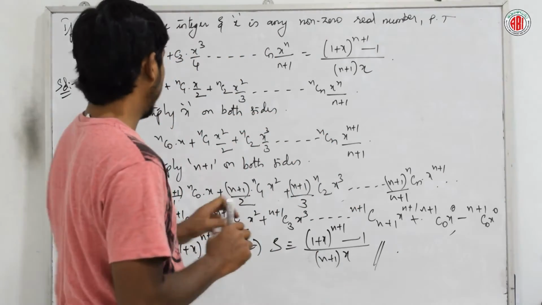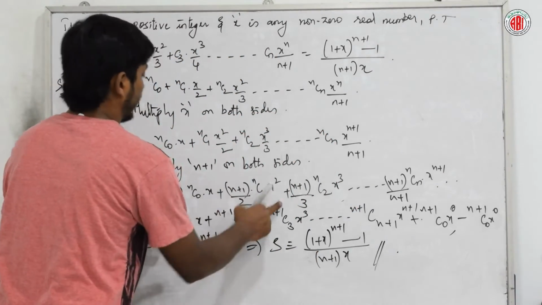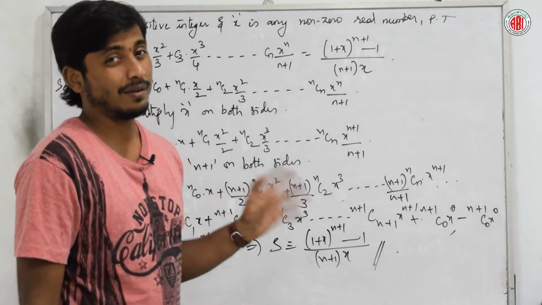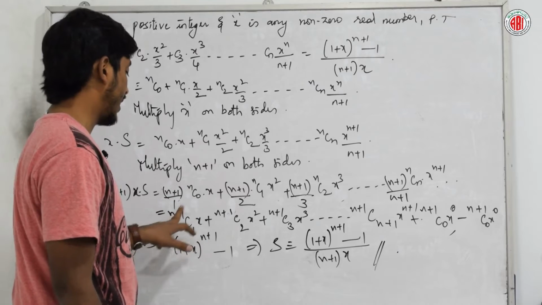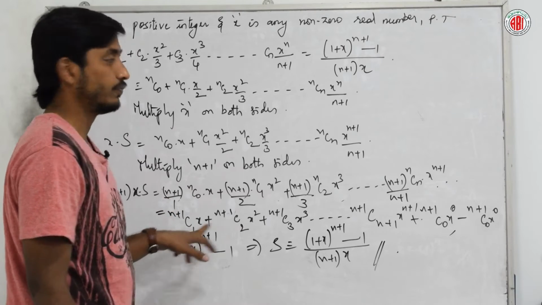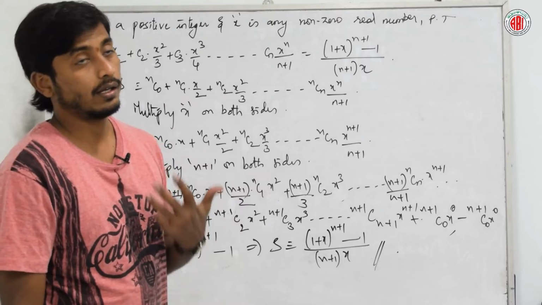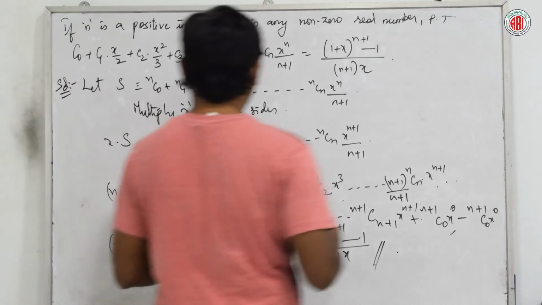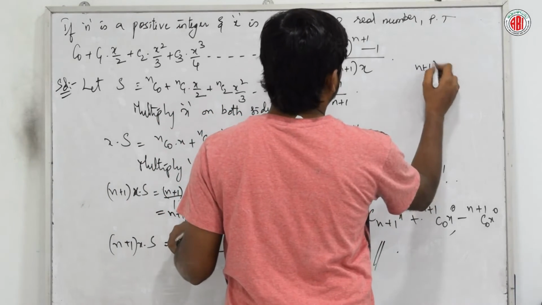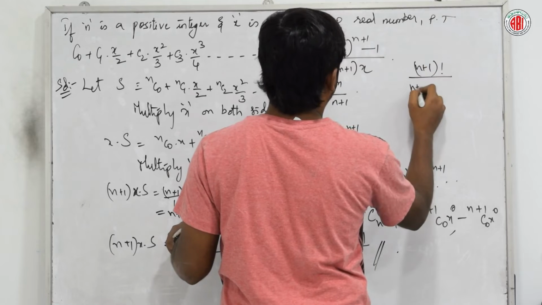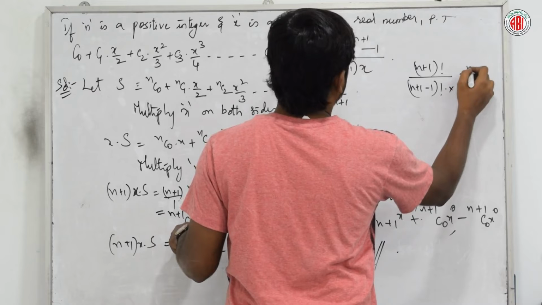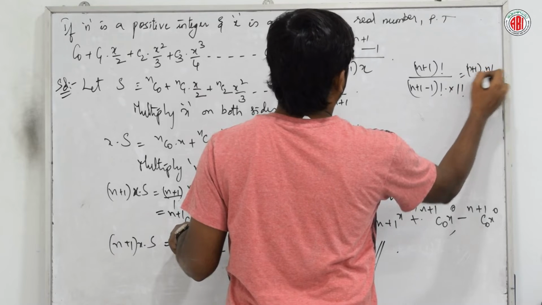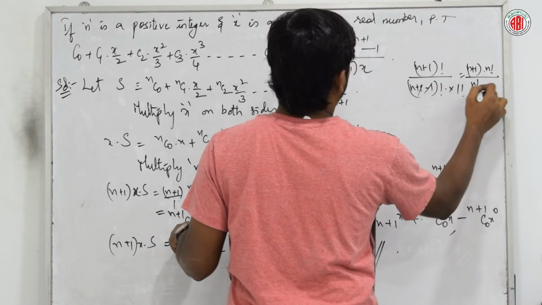But the thing is, don't try to mug up, just try to understand. If you understand, n plus 1 into nC0 will be like n plus 1 C1, right? How do you get it? Just try to understand. What is n plus 1 C1? n plus 1 C1 is n plus 1 factorial by n plus 1 minus 1 factorial into 1 factorial. That is n plus 1 into n factorial by n factorial into 1.